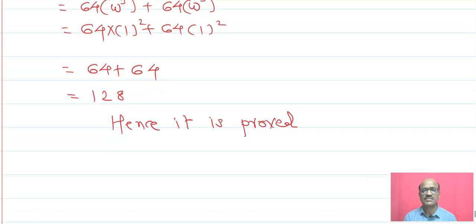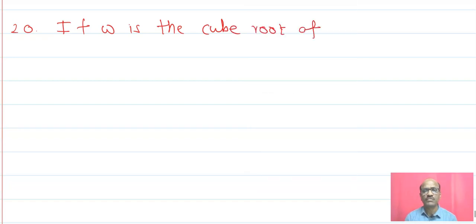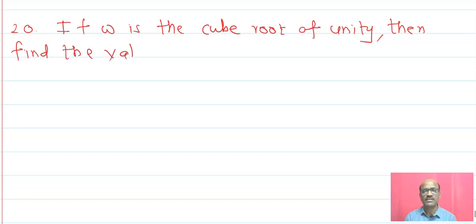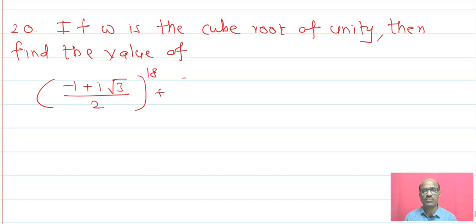Now next. Question number 20. If omega is the cube root of unity, then find the value of (1 plus I root 3 upon 2) bracket raised to 18 and (minus 1 minus I root 3 upon 2) bracket raised to 18.